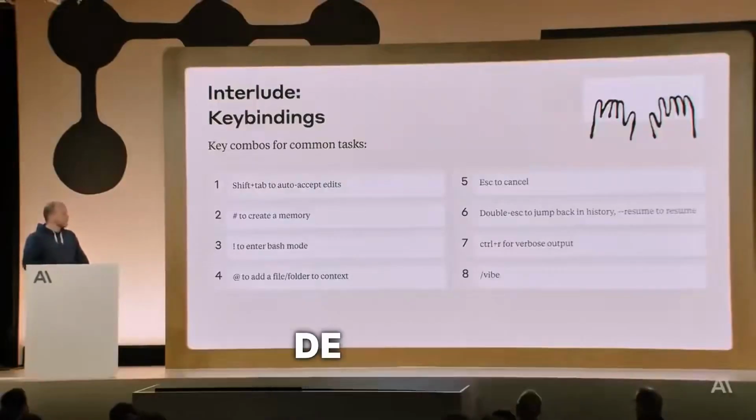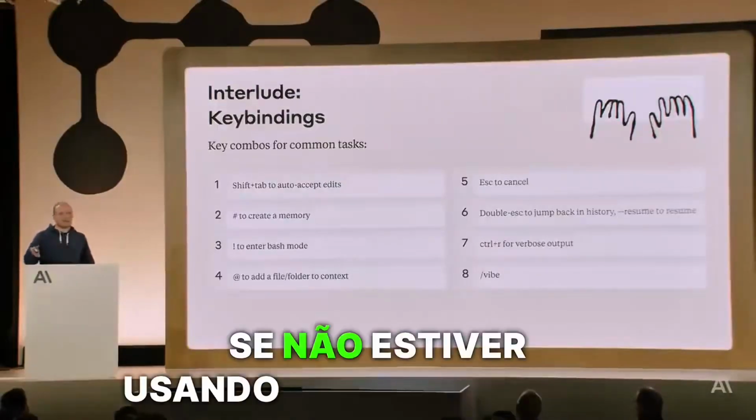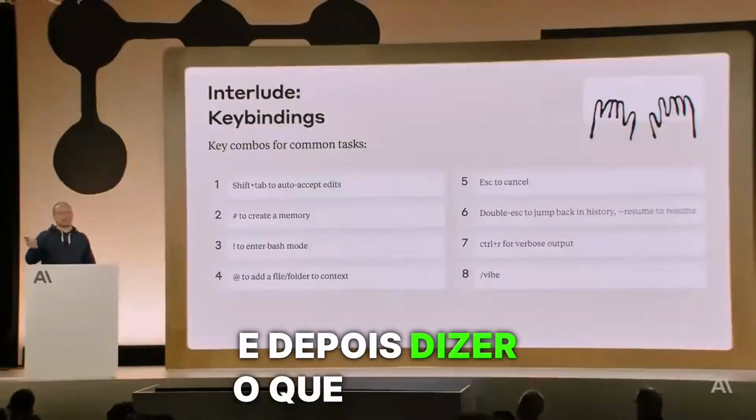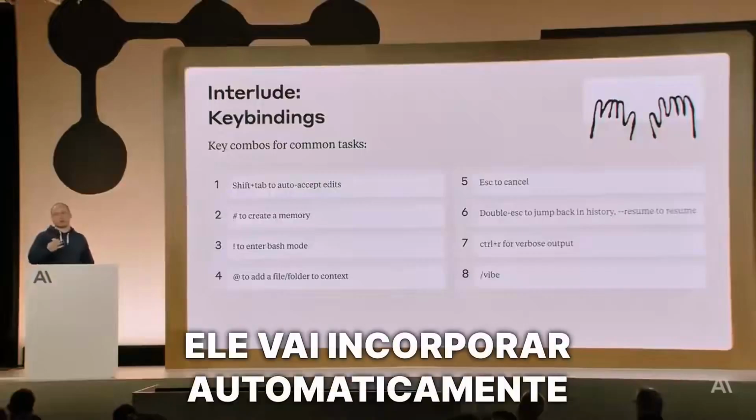Anytime you want Claude to remember something, so for example, if it's not using a tool correctly and you want it to use it correctly from then on, just type the # and then tell it what to remember, and it'll remember it. It'll incorporate it into Claude MD automatically.